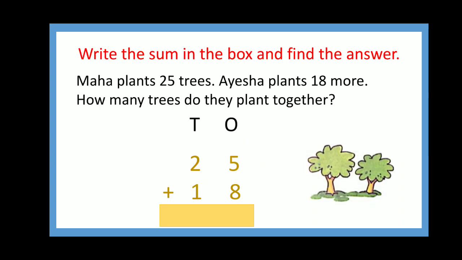Okay, so in this word problem, Maha plants 25 trees, Aisha plants 18 more. How many trees do they plant together? Let's solve it. 5 plus 8 is equal to 13. So write 3 in ones and transfer the 1 to the tens column. Now add the numbers in tens. 1 plus 2 plus 1 is equal to 4. It means 25 plus 18 makes the number 43.